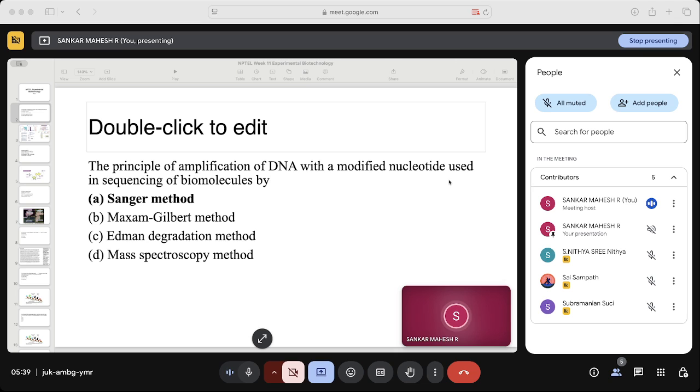This week we'll be looking at sample problems for week 11's lecture. The first question is: the principle of amplification of DNA with a modified nucleotide used in sequencing of biomolecules is by what method? Four different methods are given here: Sanger method, Maxam-Gilbert method, Edmond degradation, and mass spectroscopy method.